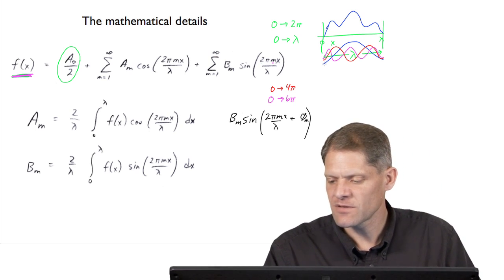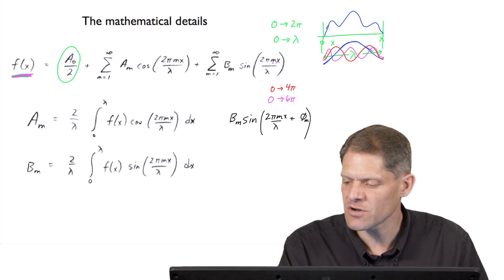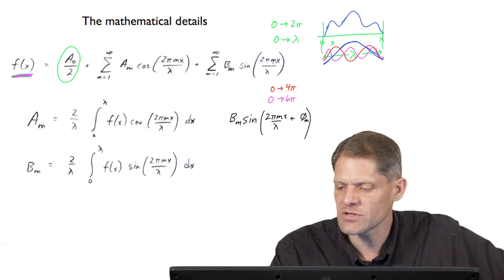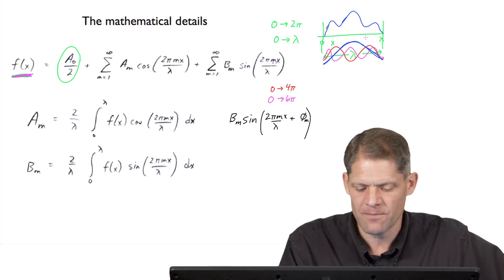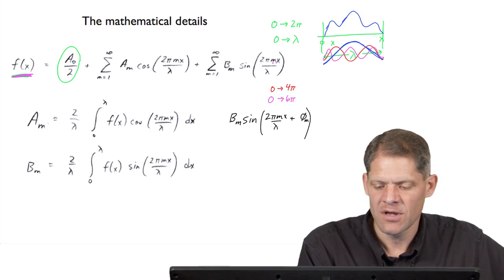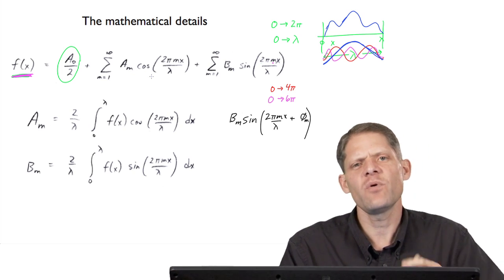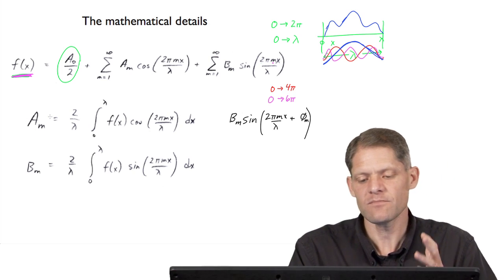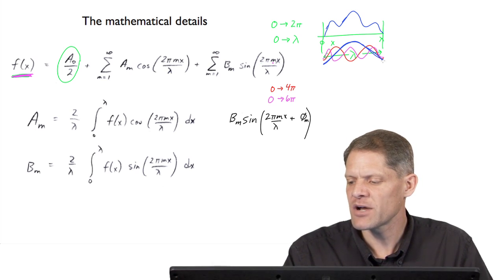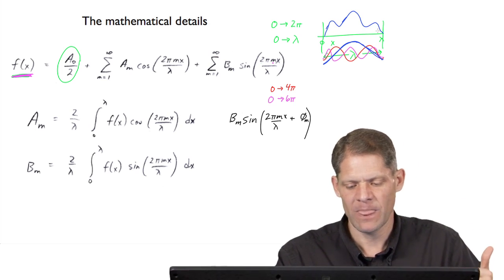So in this first case, this first wave that has one oscillation across the box, we simply integrate the product of the target function with the cosine wave we're interested in, from 0 to 1 wavelength. That, times a normalization factor, is the coefficient, the amplitude of the cosine wave here. Another way to put it is, A sub m means how much of a cosine wave with one wavelength across the box is present in this complex function that we're trying to match.